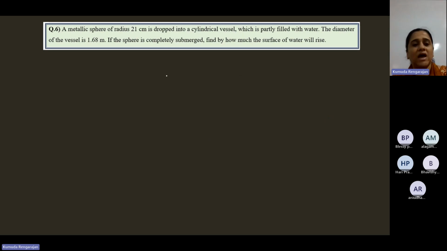And you should have everything in the same unit. Diameter is in meters. I'll not tell you every time, you should always watch out for that. Radius is in centimeters here, here it is in meters. So you should have everything in the same unit. All right.